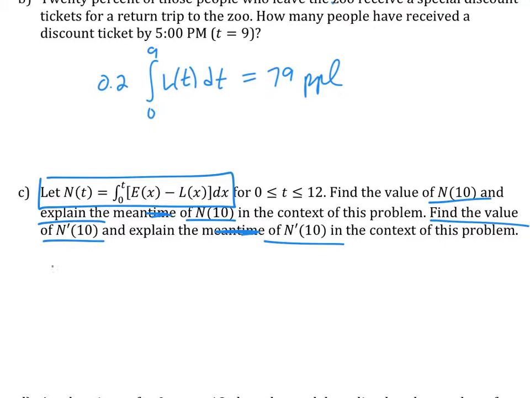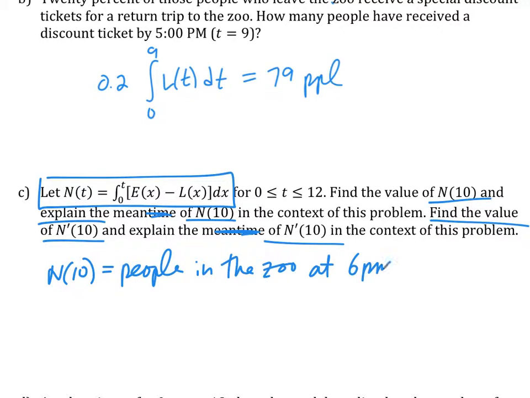Okay, first of all, N of 10. What does N of 10 mean? The rate at which people are entering the zoo minus the rate at which people leave the zoo? No, not the rate. N of 10 is the number of people in the zoo.